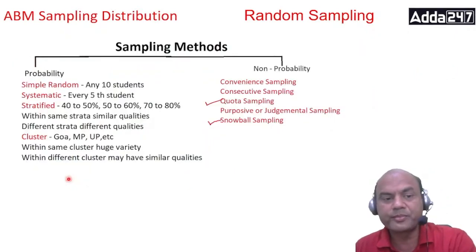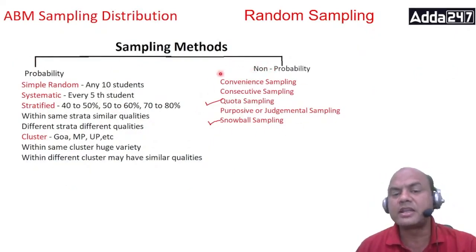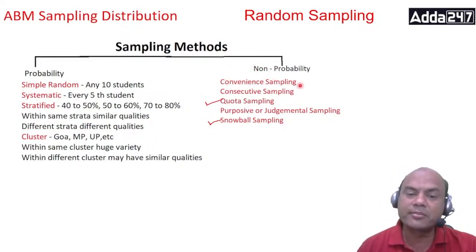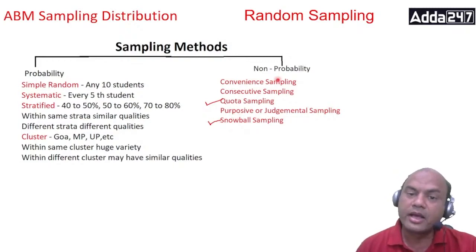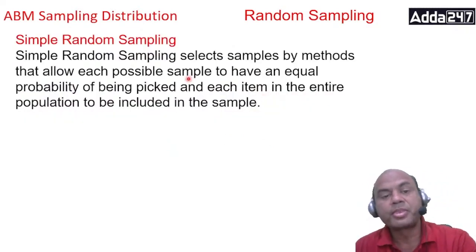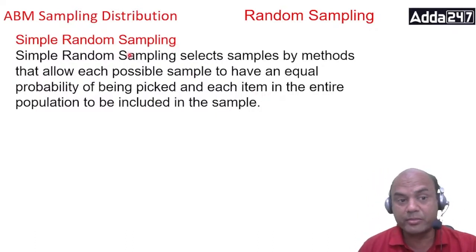Okay. Now, more about non-probability. I'll tell you later also. I'm having a separate slide on this: convenience sampling, consecutive sampling, quota sampling, purposive or judgmental sampling, and snowball sampling. I'll give you a separate slide on this later, and then we'll study each one. Now simple random, we'll go into details for probability because that's very important.